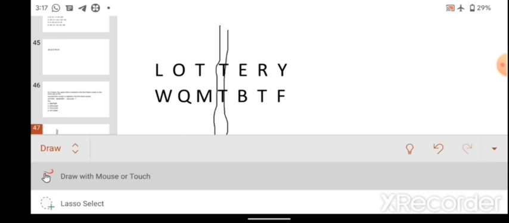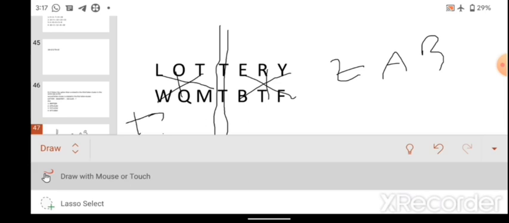See, O is close to Q, that is correct, and L and M are close, and T and W are close. Similarly, E and F are close. B and Y are close. How? After Y comes Z, then A, then B, right? And R and T are close. So Q, R, S, T, then T, U, V, W. So it is plus 3. O, P, Q, that is plus 2. And I, J, K, L, M, that is plus 1. Then again plus 3, plus 2, and plus 1. That is the logic used here.